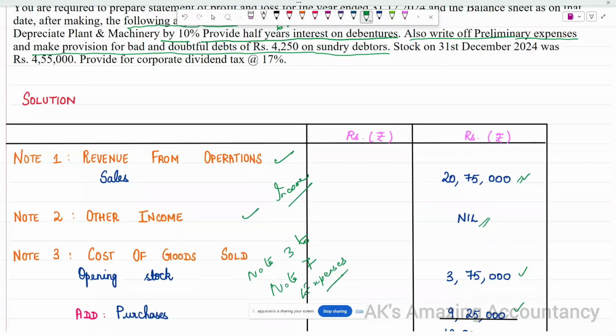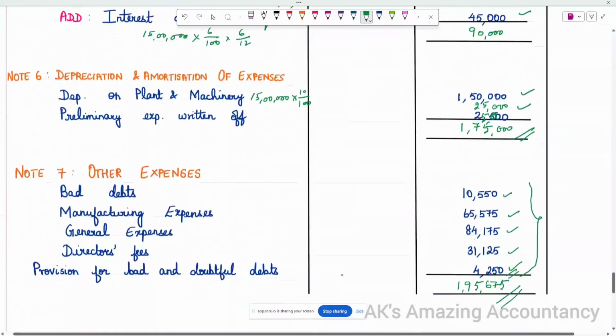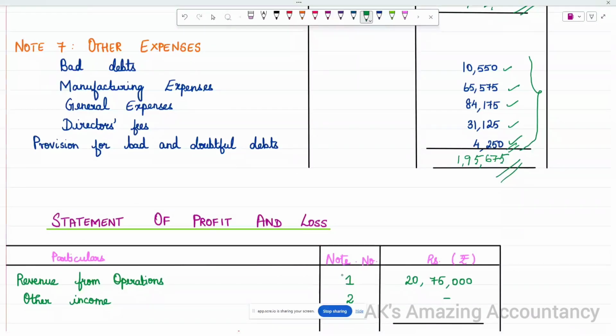Okay. Now we have to take all this to the statement of profit and loss. So let us proceed with the statement of profit and loss. So give the heading a statement of profit and loss. Actually, if you have the company's name, you can give the name of the company also.